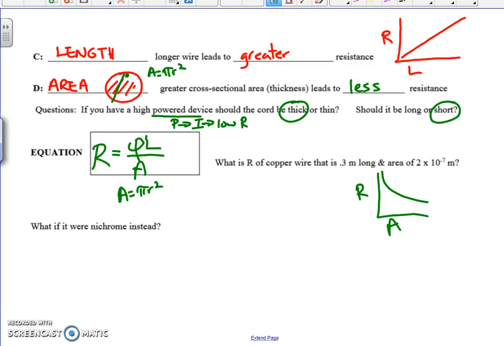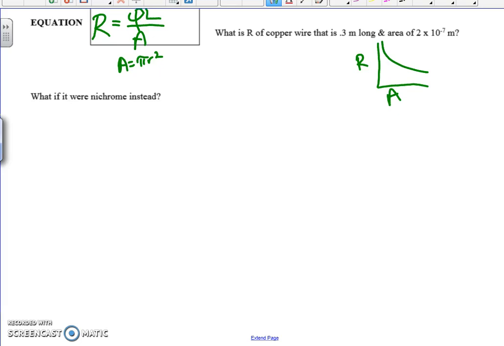Okay, so let's just finish up with a simple problem here. What is the resistance of a piece of copper wire that's 30 centimeters long and has an area of 2 times 10 to the negative 7th meters squared? Okay, now that might seem like a really, really tiny area, but that's really just based on a wire that is about as thick as a millimeter or so.